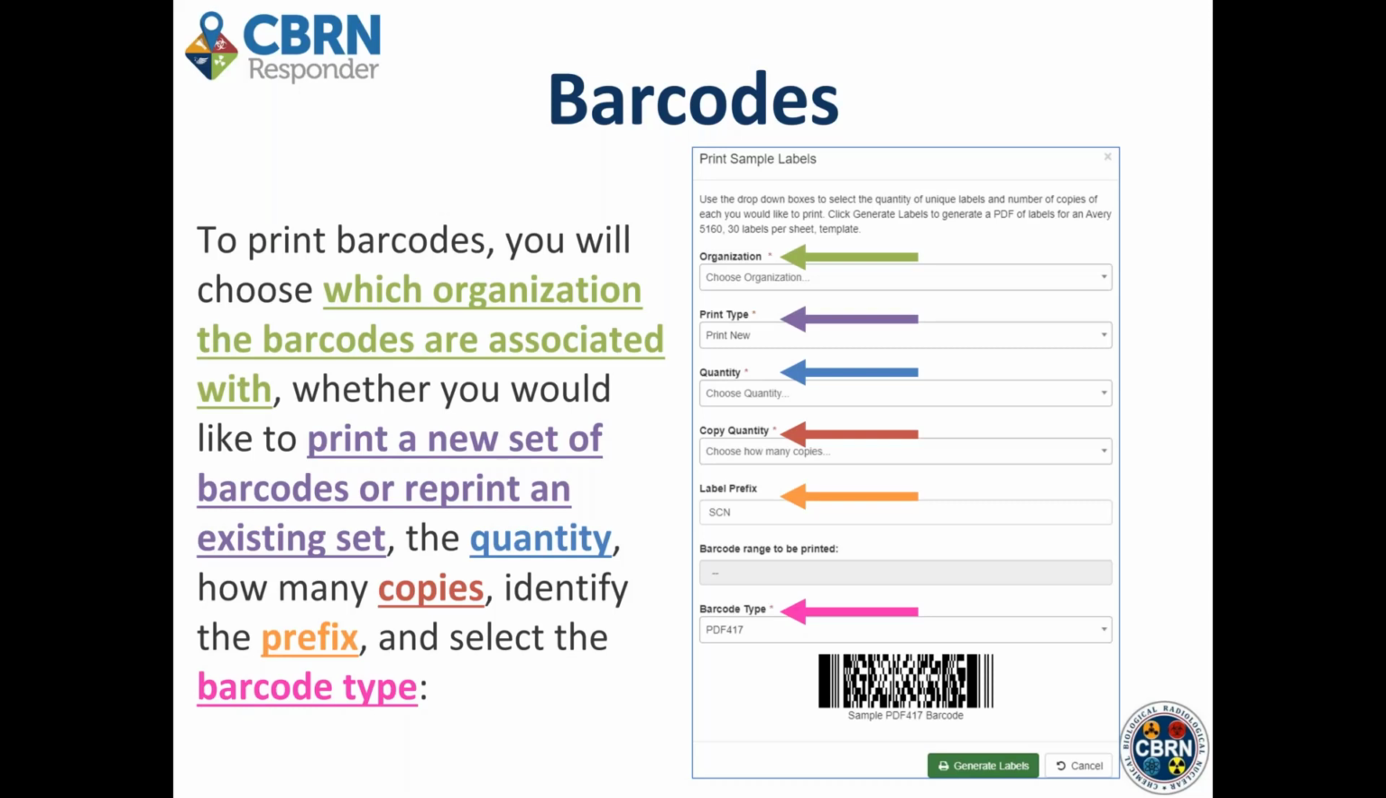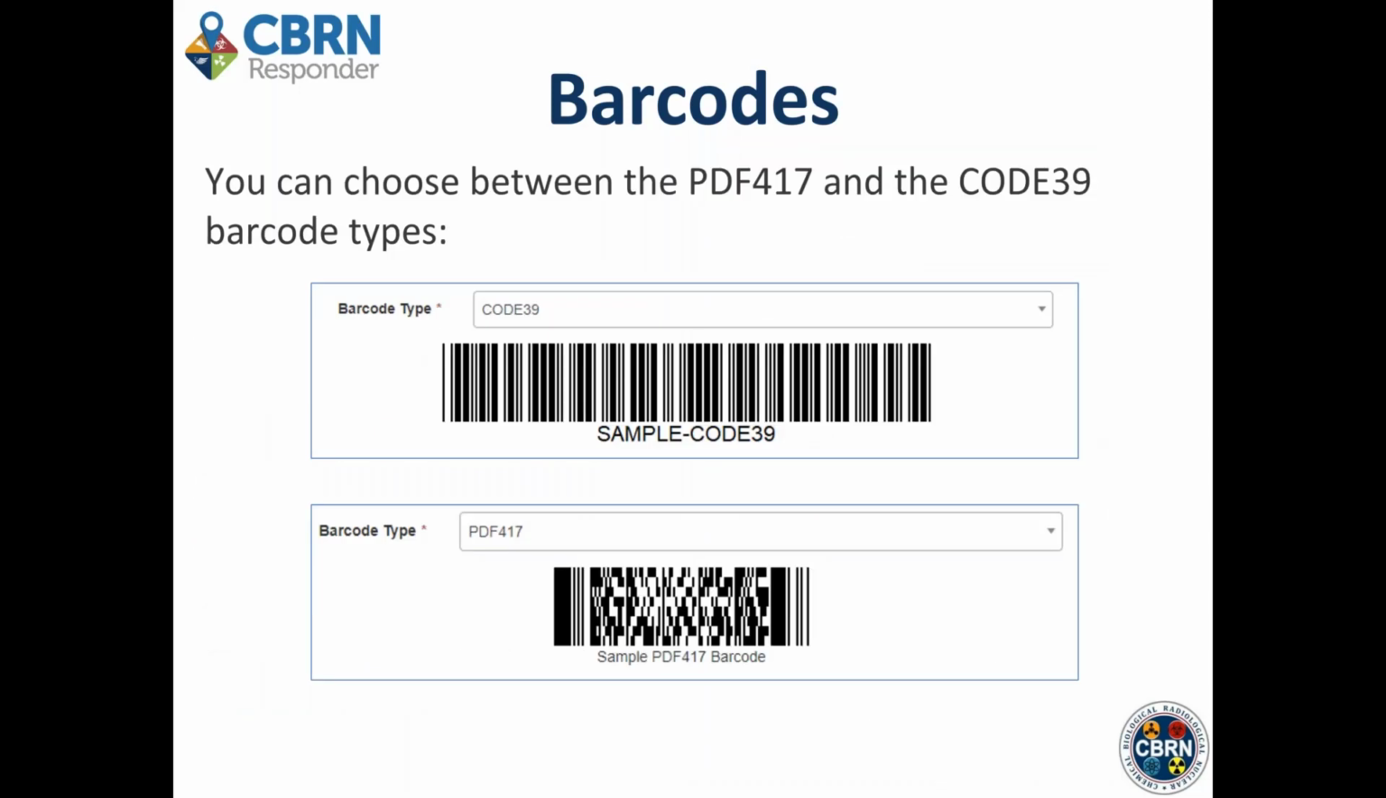So you can also identify the label prefix, and then you also have an option of barcode types. We do give the option between these 2, the PDF 417 and the Code 39 barcode types. So whatever tech your organization has, you can use between those two.